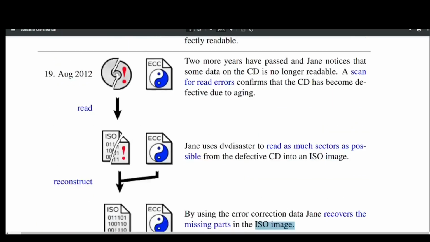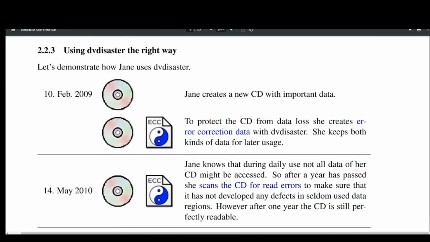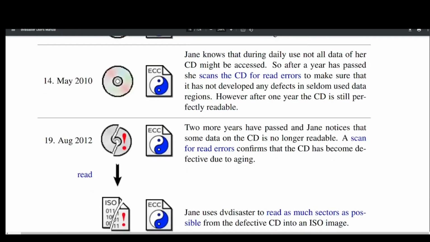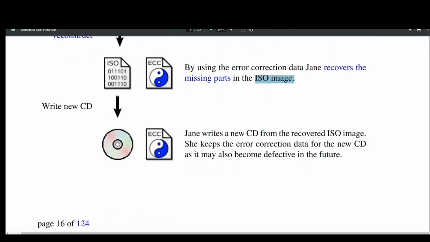And I have to say, I think this little program, DVD Disaster, yes, it looks super old school. And yes, using optical media for archive is kind of old school itself, but this is kind of genius. It's really a genius approach. I think it's a very cool idea.